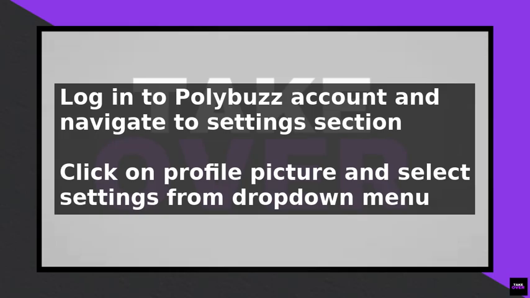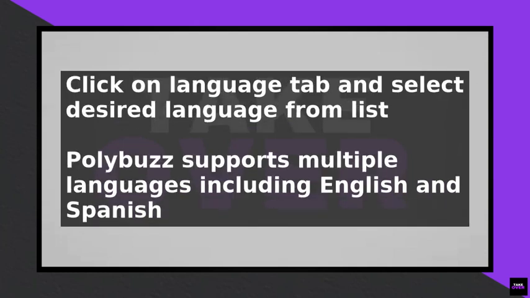Once you are in the Settings section, you need to click on the Language tab, which is usually located on the left side of the screen. In this tab, you will see a list of available languages that you can choose from. Polybuzz supports multiple languages, including English, Spanish, French, and many others. To change the language, simply click on the language you want to use and it will be applied immediately.